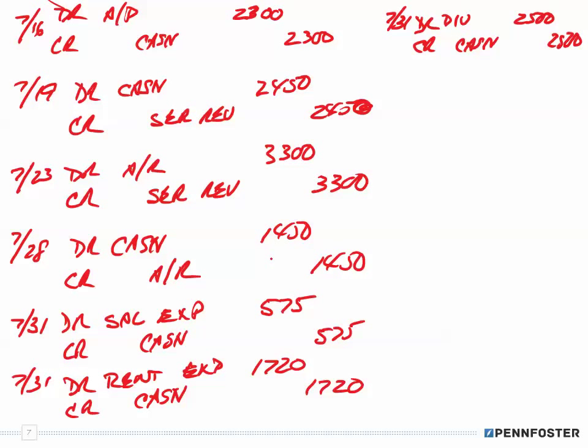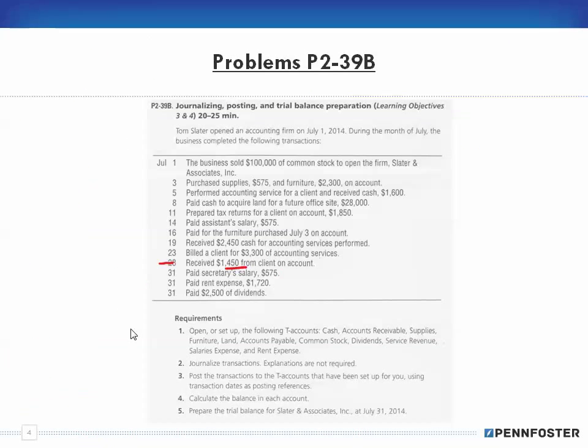Okay, all right, so there's all my journal entries made. I've set up the accounts here, and I just journalized the transactions. So now it's going to ask me to post the transactions to the T accounts that have been set up for you. Since I'm at 20 minutes, I'm going to stop right at the moment and pick up with this problem in the next video.